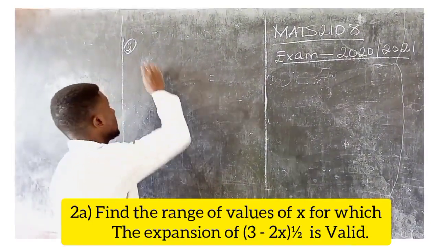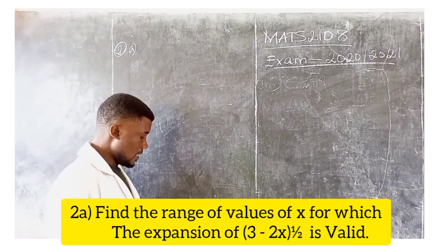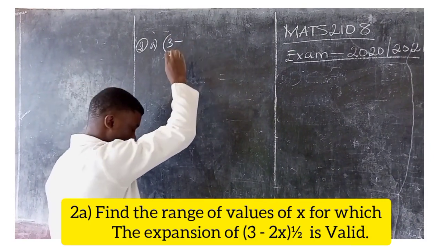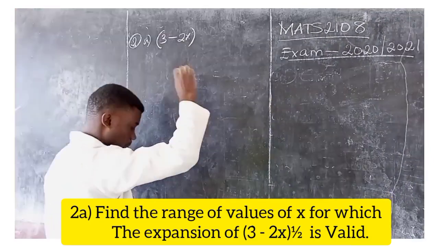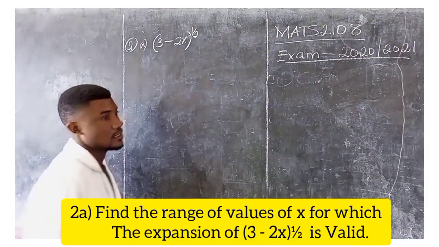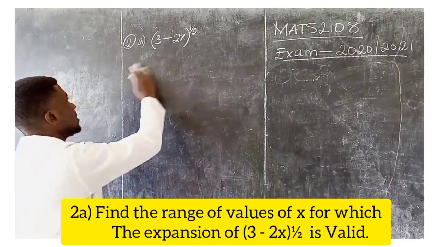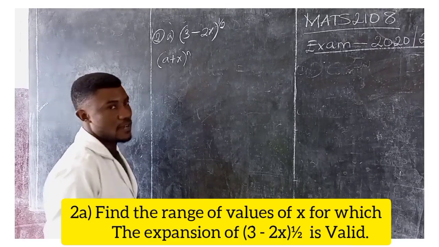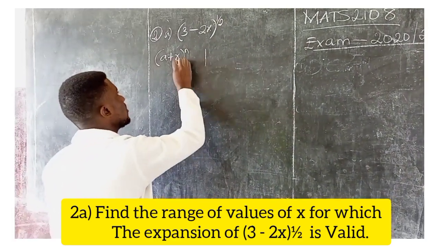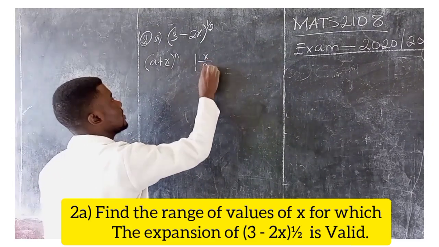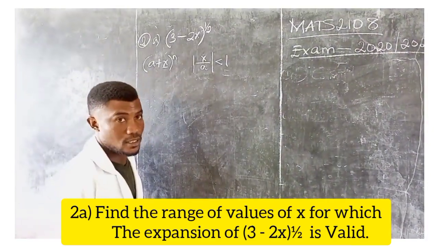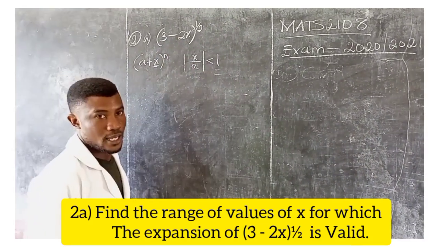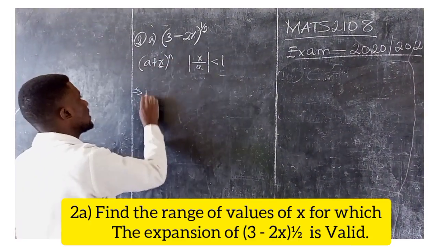Question number 2 says, the A part, first of all, find the range of values of x for which the expansion of 3 minus 2x to the power half is valid. We know that the expansion of a plus x to the power n is valid if and only if the magnitude of x divided by a is less than 1. So we are applying that here. Here our a is 3 and our x is negative 2x.